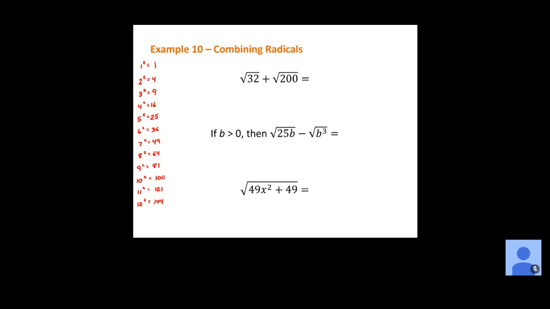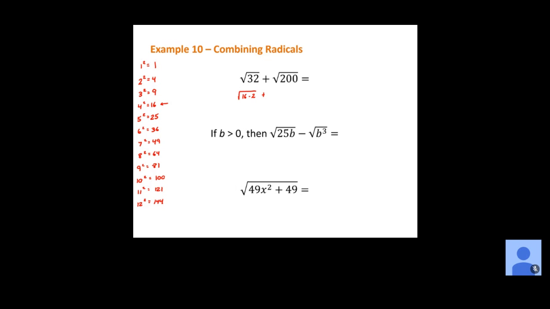Now again, we're going to ask ourselves, do any of those values go evenly into 32? I'm looking right here and I see 16 actually goes into 32 2 times. So I'm going to rewrite this as 16 times 2. Again, I'm looking for perfect squares that are factors of the value inside the square root.